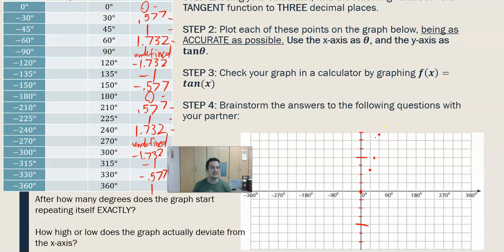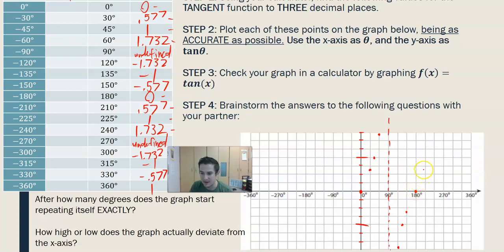And then 90 degrees was undefined. Guess what that's going to give me? That's going to give me an asymptote. I'm going to have an asymptote at 90 degrees because it's undefined there. 120 degrees, I'm going to have negative 1.73. That's clear down here. 135, I'm going to have negative 1, which is right here. And then 150, I'm going to have negative 0.577. Then 180, I'm going to have 0.